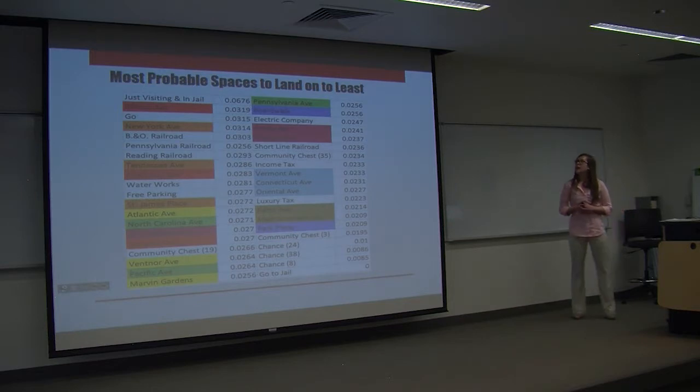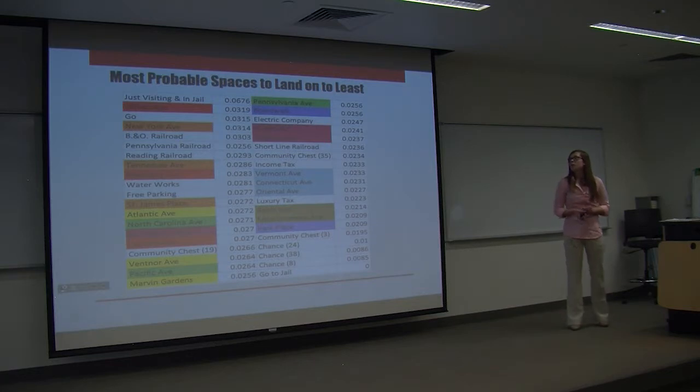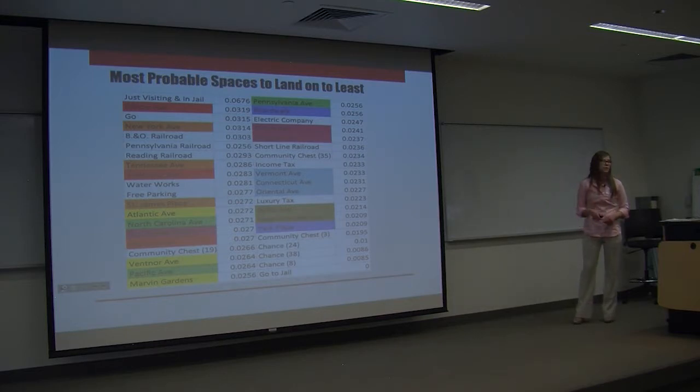So then I went ahead and reordered this for you all, from the most probable spaces to land on to the least. What we can see right off the bat is that just visiting or in jail, you'll land on that 6.76% of the time, which means every time you take a turn, you can expect that 6.76% of the time you are going to land either in jail or just visiting jail.